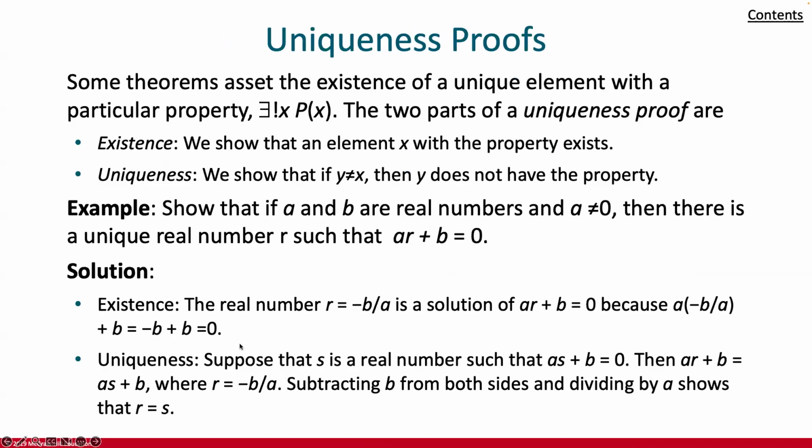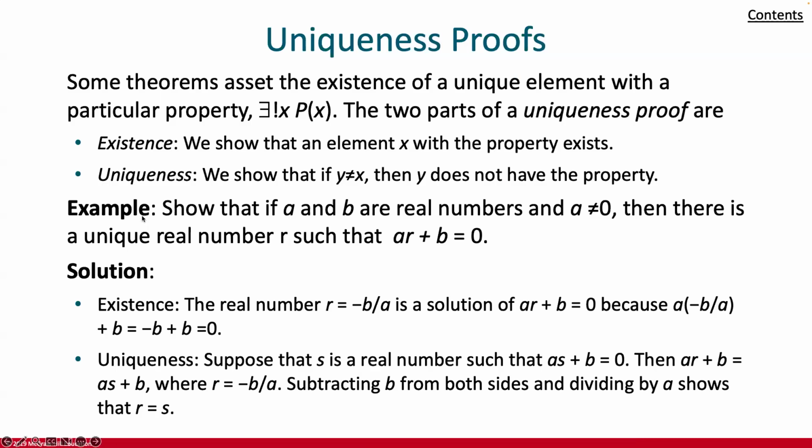For uniqueness proofs, some theorems assert the existence of a unique element with a particular property, like this. The 2 parts of the uniqueness proof are existence: we show that an element x with the property exists. And then uniqueness: we show that if y is not equal to x, then y does not have the property.